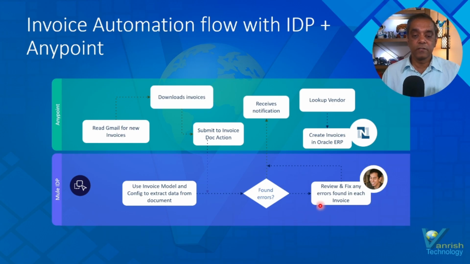Here the human is involved, human in the loop. If you want to fix it, you can do so, or you can just approve the document and send it to NetSuite. So this is a small diagram I just put here.